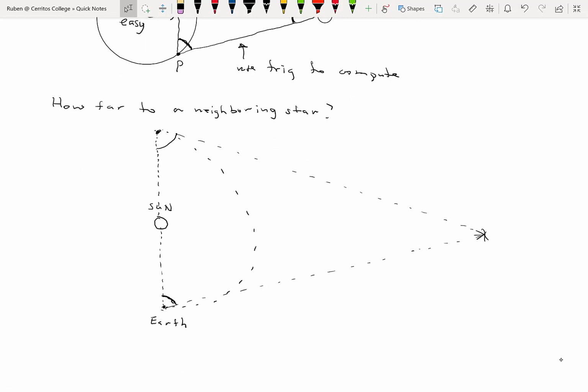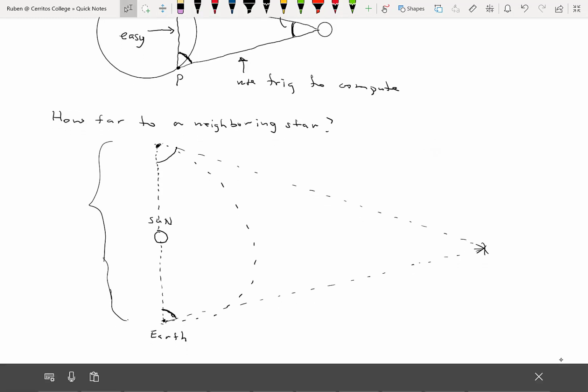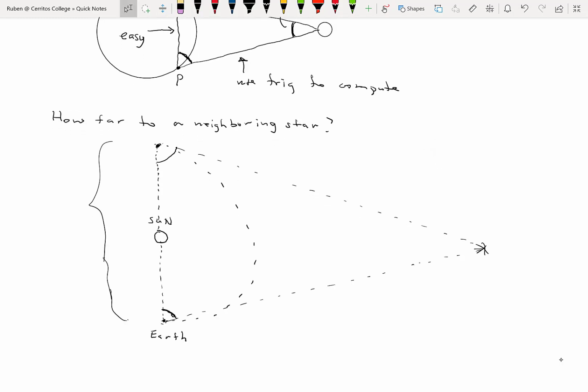Okay, so 2 times 93 million miles will give us the base of this very, very large isosceles triangle. Again, since we know the geometry of our solar system, that is an easy thing to compute. We've also measured the angles pictured in this isosceles triangle. So since the angles add up to 180 degrees in a triangle, we can measure the parallax to the star.